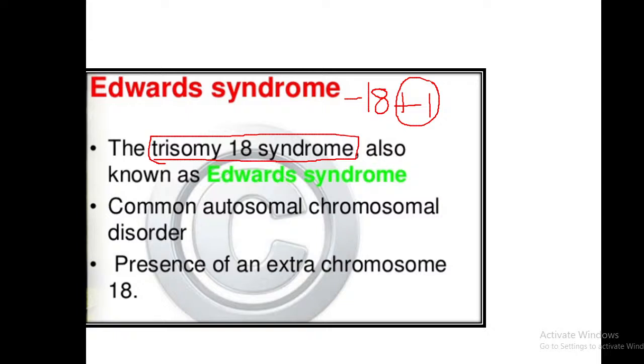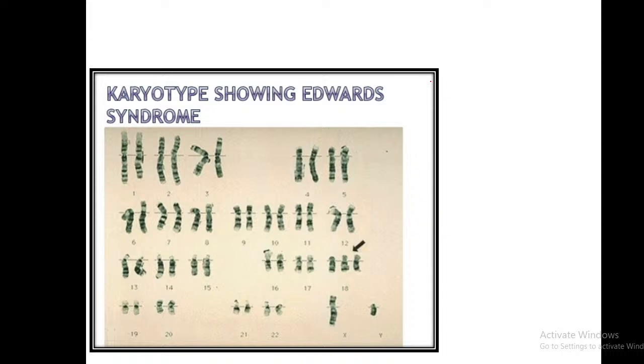ആൻഡ് ഇറ്റ് ഈസ് കോമൺ ഓട്ടോസോമൽ disorder, and it has a presence of extra chromosome number 18. This is the karyotype which shows the Edwards syndrome. Edwards syndrome ഞാൻ പറഞ്ഞു 18ാമത്തെ ക്രോമസോം ഇല്ലേ, 18ാമത്തെ ക്രോമസോം ട്രൈസോമിക് ആവും. +1 വരുന്നത് ഇവിടെയാണ്, 18th chromosome. Edwards syndrome is caused due to the autosomal trisomy condition.